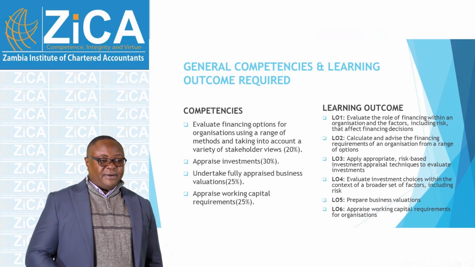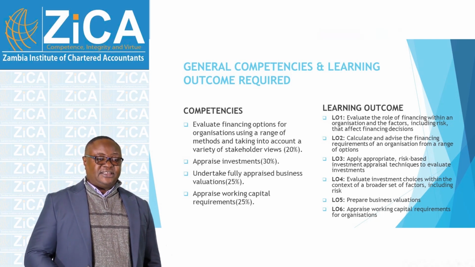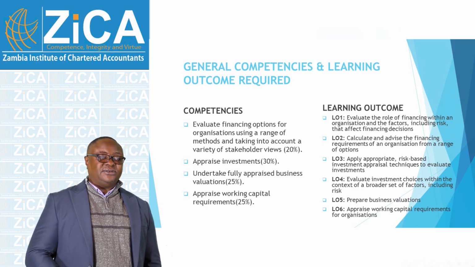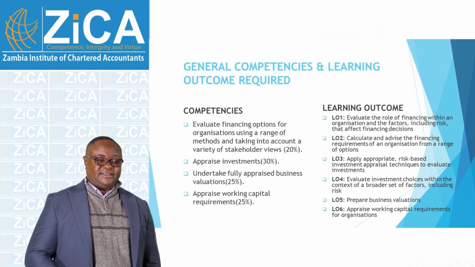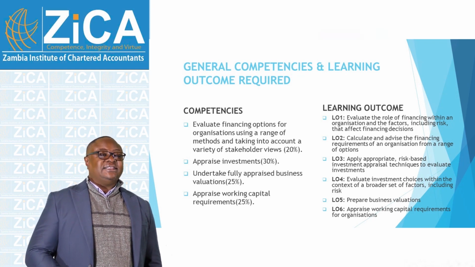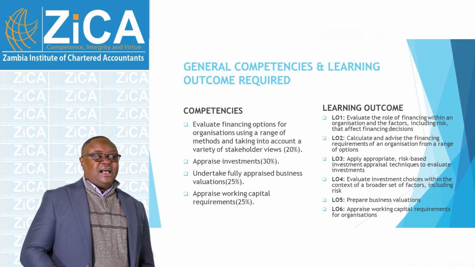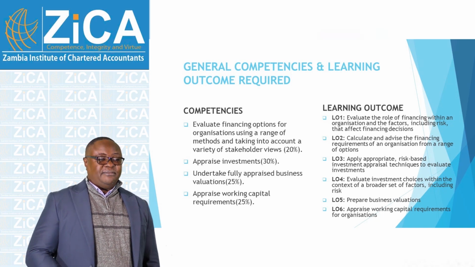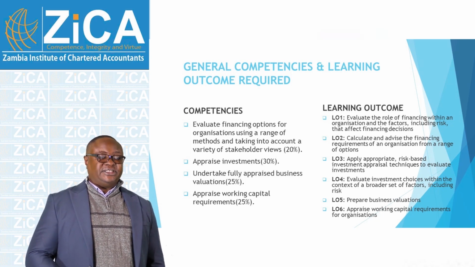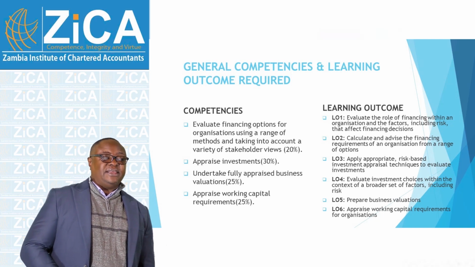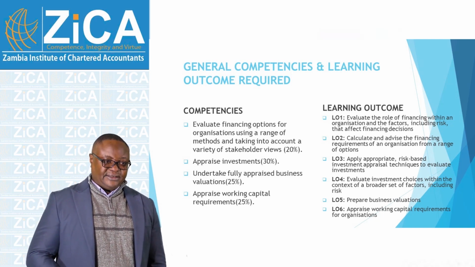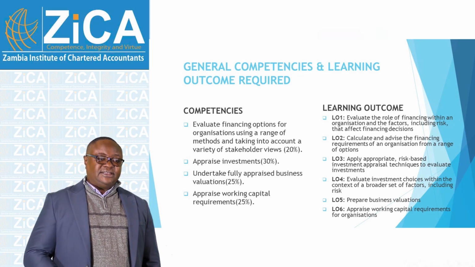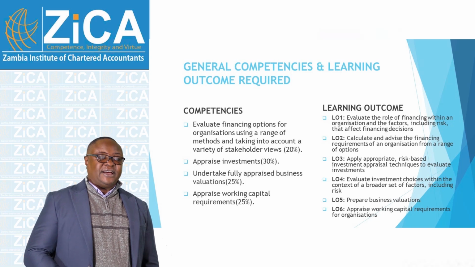Learning outcome number 3 is to apply appropriate risk-based investment appraisal techniques to evaluate investments. And learning outcome number 4 is to evaluate investment choices within the context of a broader set of factors, including risks. So you can see that this is addressing the investment decisions that you'll be required to make. Learning outcome number 5 is to prepare business valuations, which will still fall within that decision area. Then learning outcome number 6 is to appraise working capital requirements for an organization.